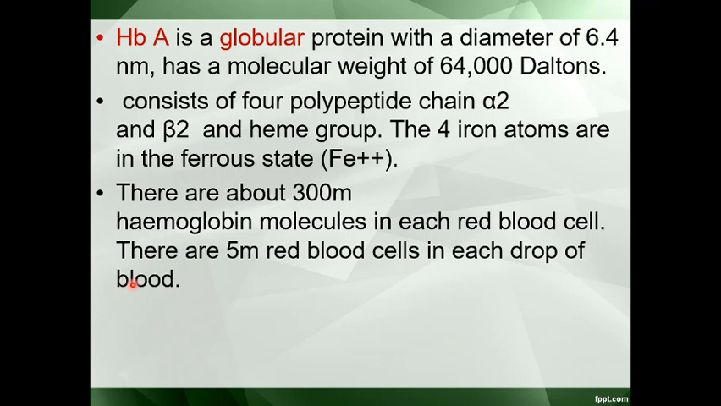6.4 nanometers, has a molecular weight of 64,000 daltons, consists of four polypeptide chains, and the weight of each monomer is 16,000 daltons. And you have seen in the structure in the last lecture that it is composed of two alpha chains and two beta chains, and it is a tetramer. The four iron atoms are in the ferrous state. There are about 3 million hemoglobin molecules in each red blood cell, and there are 5 million red blood cells in each drop of blood.